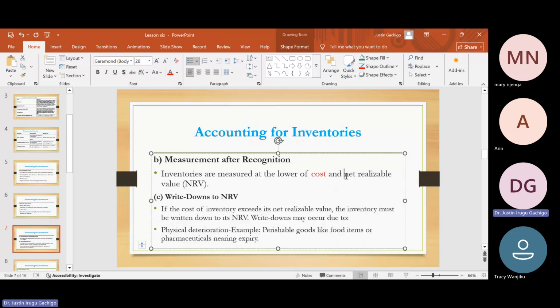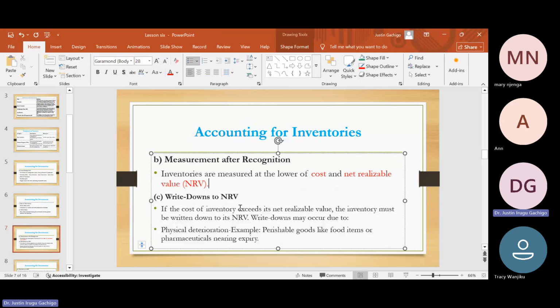Then we have net realizable value, NRV. This NRV, we have said, is the selling price minus the costs that are necessary to bring that asset into sale. Any cost that you use to ensure that you sell that particular product, that's what we call the net realizable value. So you measure these two and you take the lower of the two. So we are going to look at a practical example, and this one will bring that concept home.